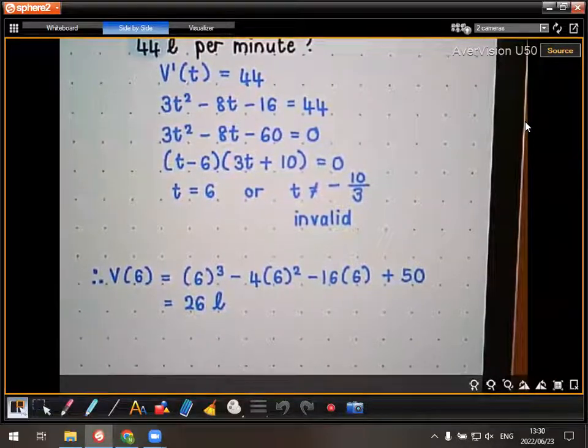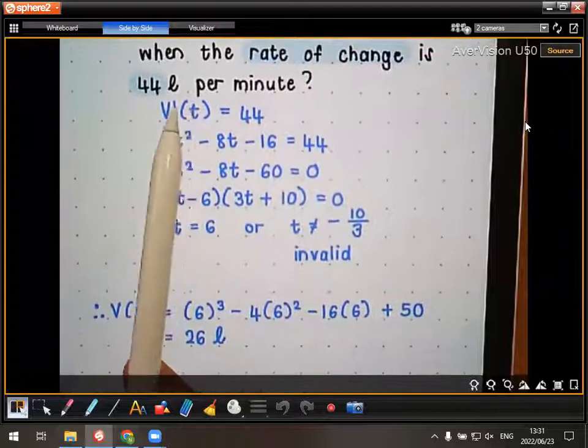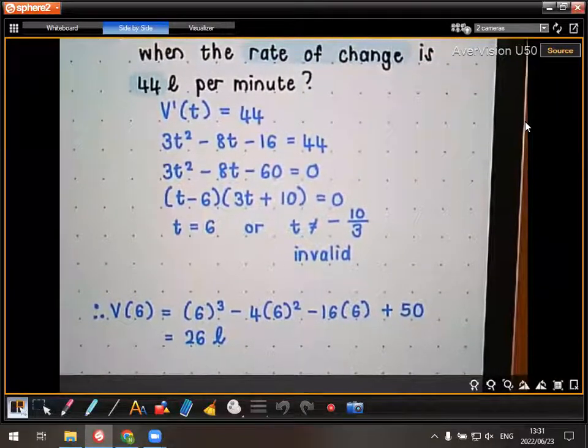So guys, we're working with different equations all the time. You need to remember which one is which. All right, if they're asking for volume, you need to use the volume formula. If they're asking for rate of change, you need to use the derivative. If they're asking for maximum or minimum, you must make the derivative equal to 0. If they've given you the rate of change, then you must make the derivative equal to that rate of change.